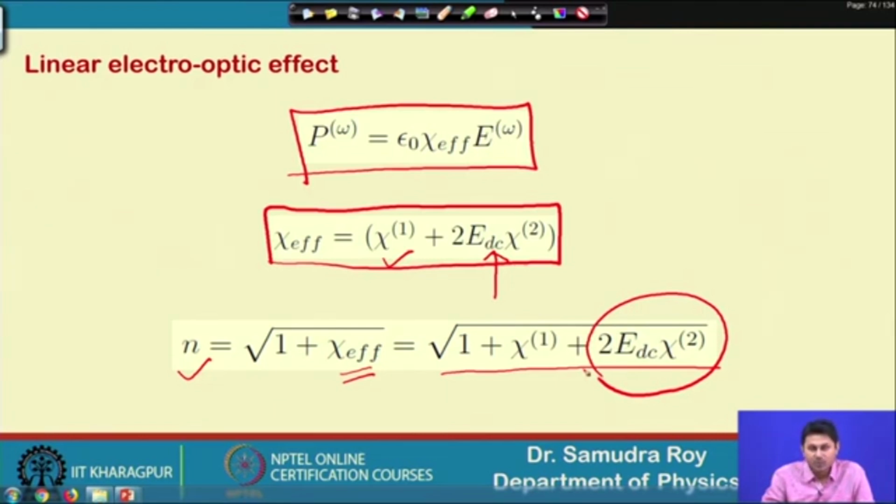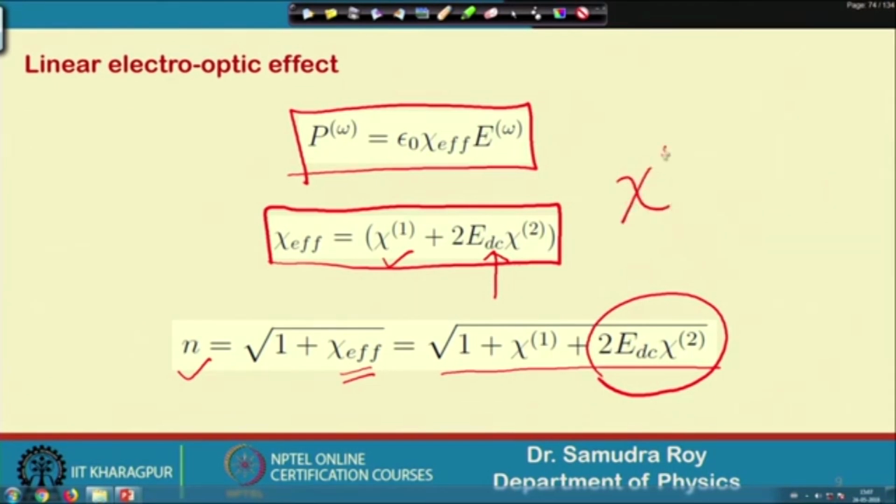If E DC is not there, that means if I do not launch any kind of DC field, then this term is not there. That means we are not going to change my refractive index. So, E DC is an important thing, but it is not always that E DC is there. You can see that the second order susceptibility is also sitting here. So, if chi 2 is 0, in some cases chi 2 is 0 or very close to 0, or the material is not nonlinear at all, then also this term is going to vanish.